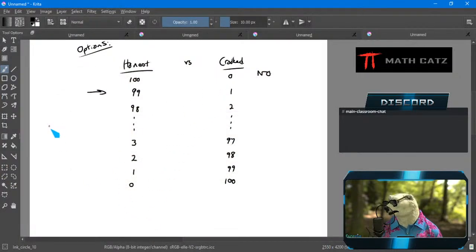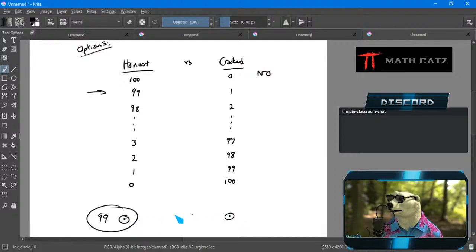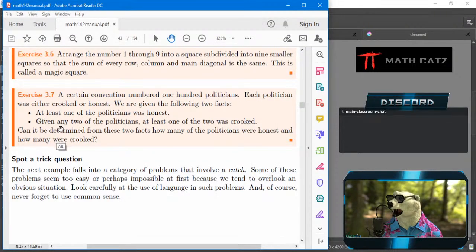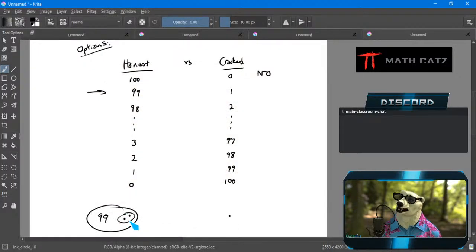Now, if I have a circle, there's 99 politicians floating around over here that are honest and a little one crooked guy. Sure, if I take the crooked one and one honest one, then I'll have a crooked politician among the two selected. But I have to be able to take any two. So I could take two of the honest ones, and then that fact is not true. It's the any. If I take any two politicians, among those, someone must be crooked. I could take two honest ones, and then I won't have that fact be true.